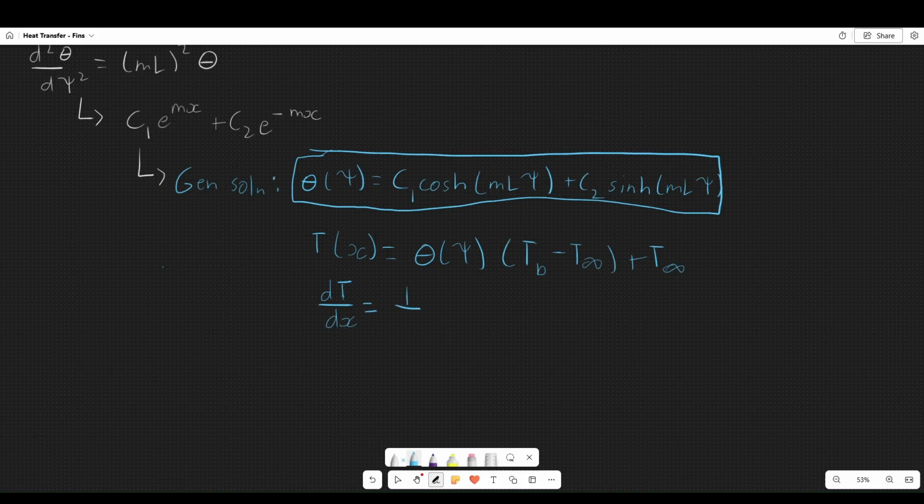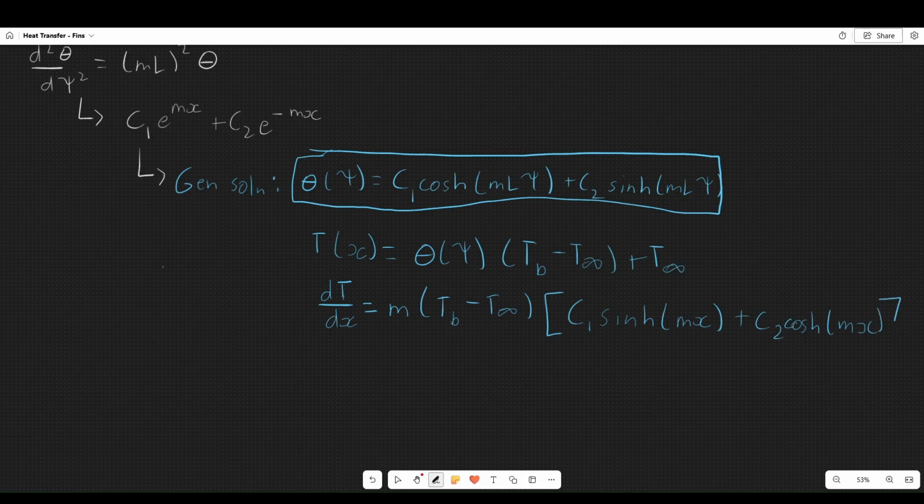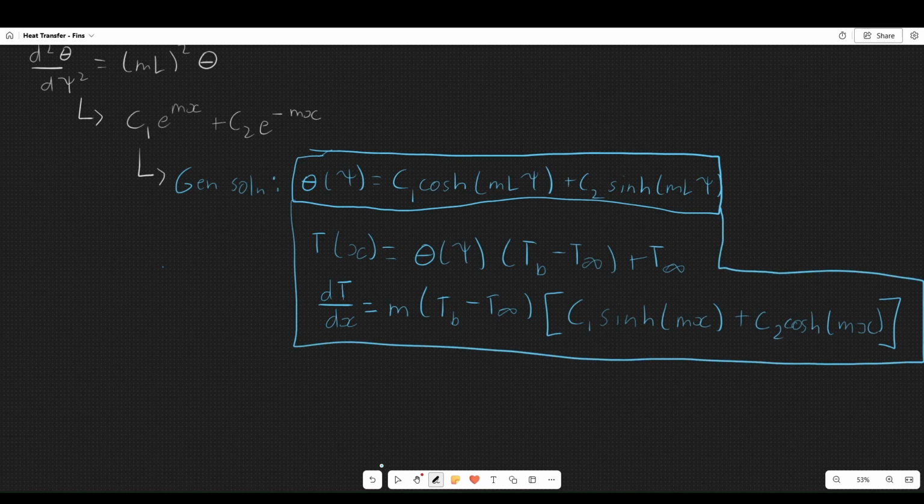Okay, perfect. And then just for future reference, if we were to take the derivative, I will give you the derivative right now. Sorry, I was using lambda, I'll give it to you as m times Tb minus T infinity times C1 sinh mx plus C2 cosh mx. So these are also some other important equations to keep in mind.